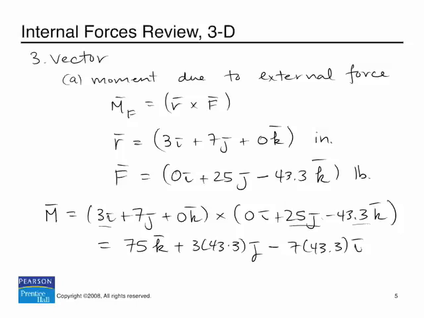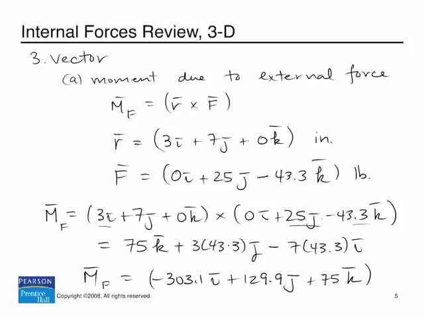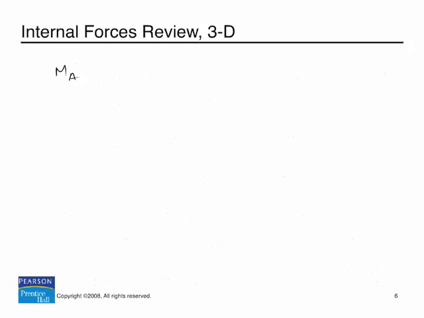So M, due to the external force, turns out to be minus 303.1 in the i, plus 129.9 in the j, plus 75 in the k direction. This has units of pound inches. Okay? So we use vectors there to find the external force's impact at A in terms of the moments and the torques. And all we have to do now is realize that the moment at A as a vector is equal to the opposite of the moment due to the externally applied load. It's an equilibrium argument.